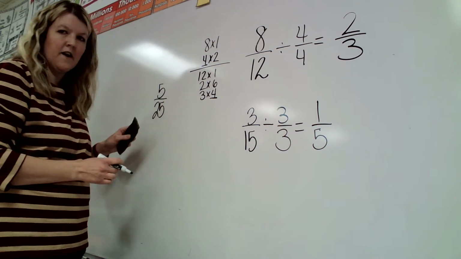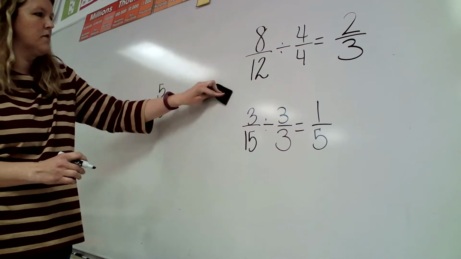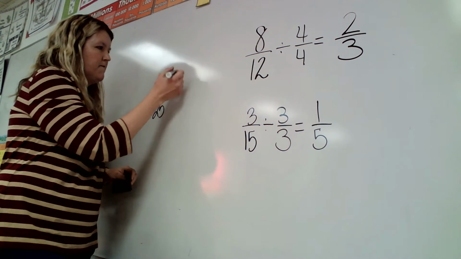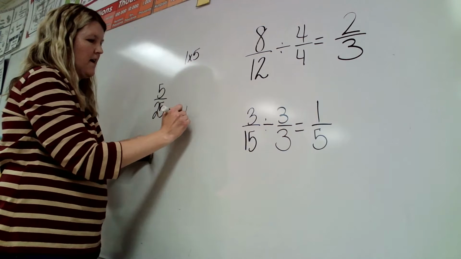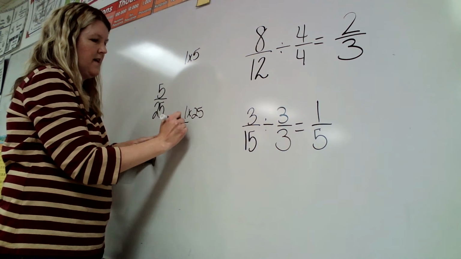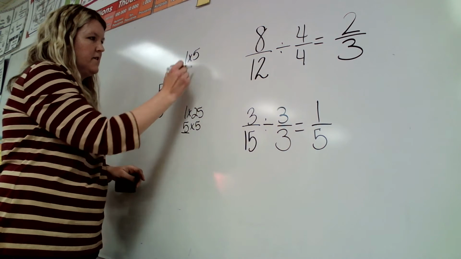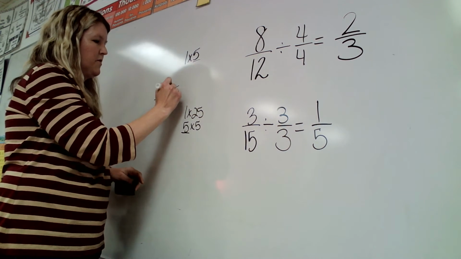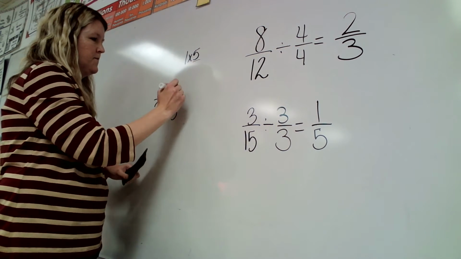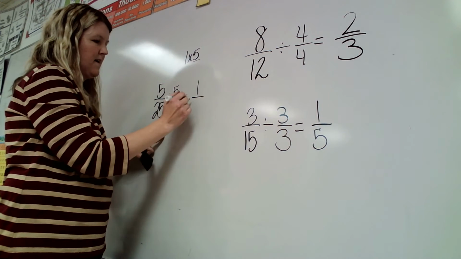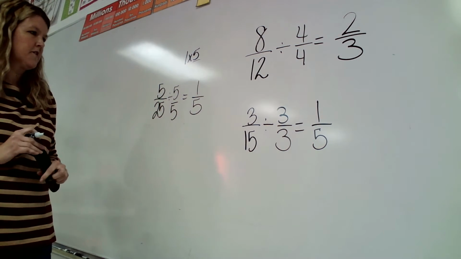Now, this other one over here, I've got 5/25. So if I list out my factors of 5, it's just going to be 1 times 5. Then my factors of 25, 1 times 25, and then 5 times 5. So 5 is the greatest common factor. So I'm going to divide both of these by 5. 5 divided by 5 is just 1. 25 divided by 5 is going to be 5. So this one is also 1/5.